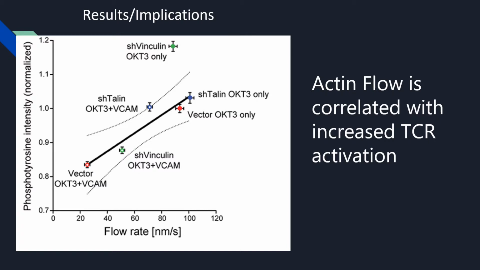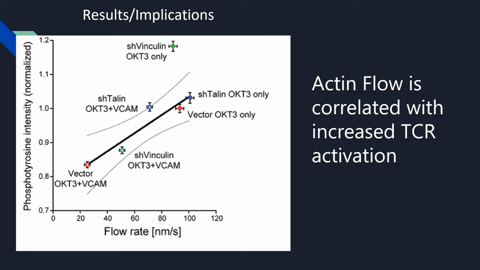The actin network within the IS can be thought of as a single mechanical unit in which perturbations that affect the mechanical properties of one area can propagate to surrounding areas and affect distant force-sensitive proteins. In this graph, the x-axis shows actin flow rate and the y-axis shows phosphotyrosine activity, which indicates TCR activation. We can see that TCR activation is strongly correlated with the force produced by actin flow.